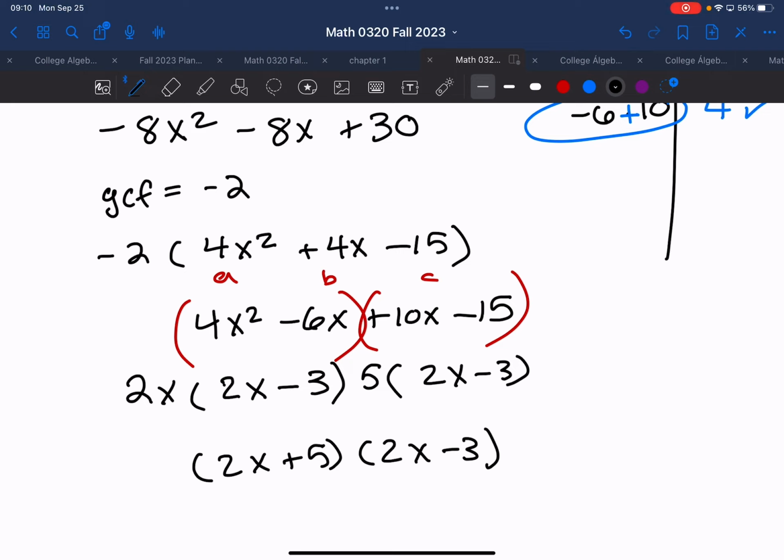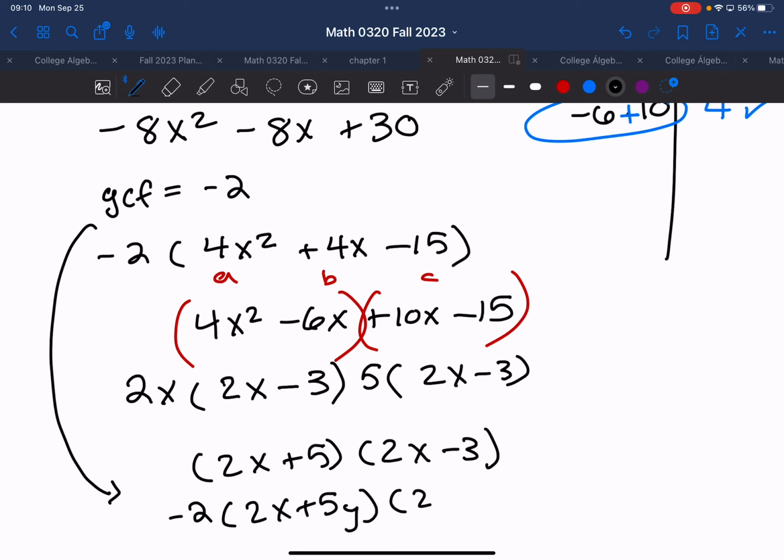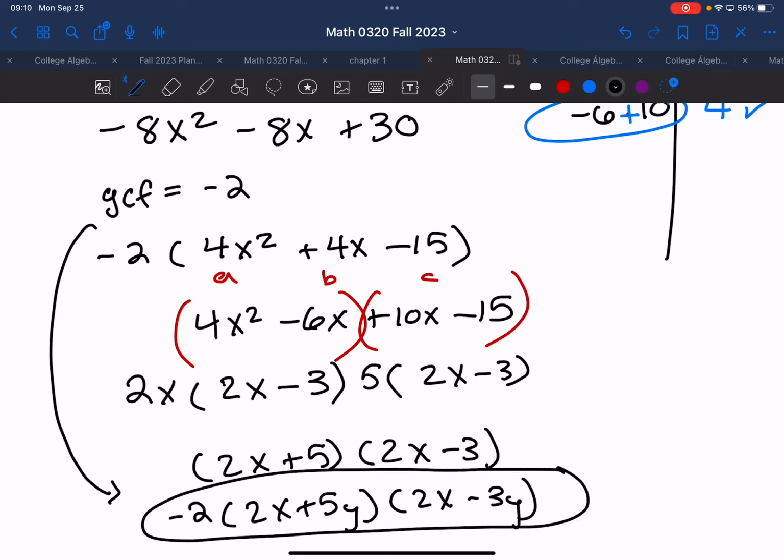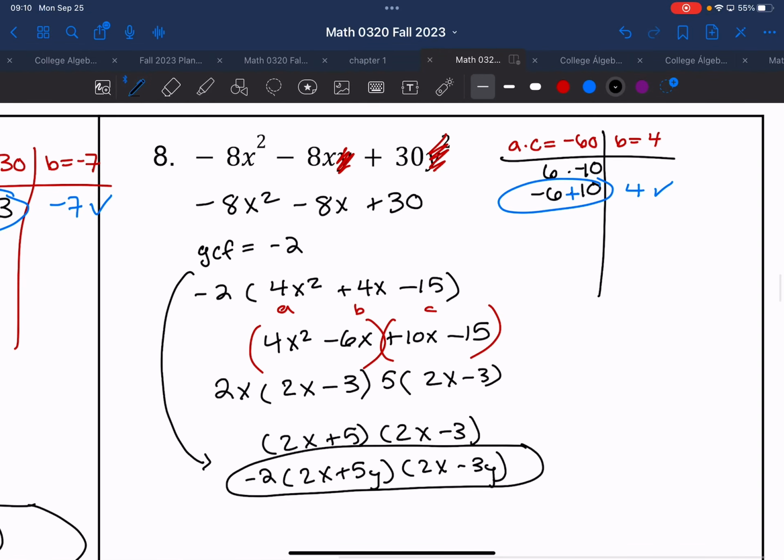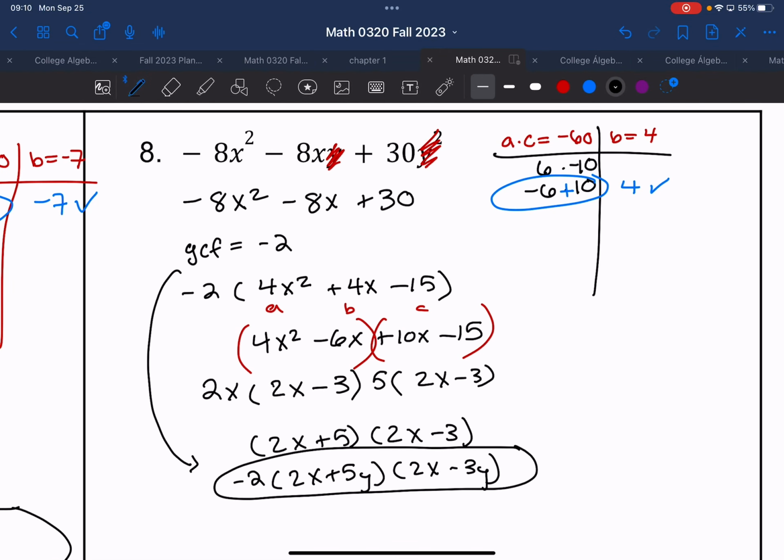And what are the two things I need to bring down for my answer? The y and the GCF. So I'm bringing down that GCF, so I have negative 2, and then I'm going to place my y's where? After the 5 and then negative 3? Good. After that 5 and negative 3, at the end of my parentheses, so 2x plus 5y, 2x minus 3y, and that's my answer. We don't want to forget about the y's that we ignored, and we don't want to forget about that GCF.